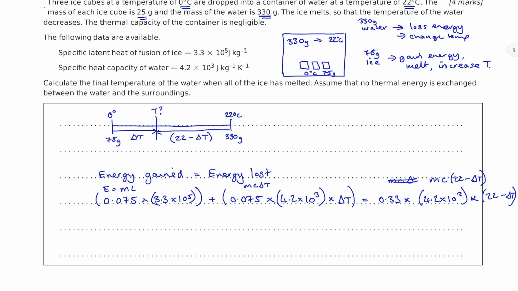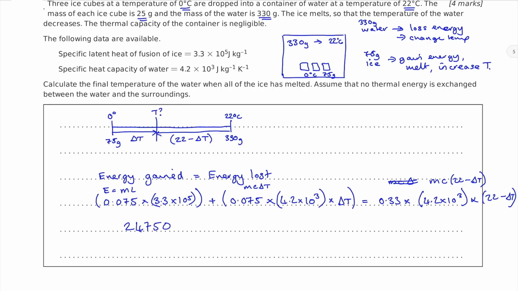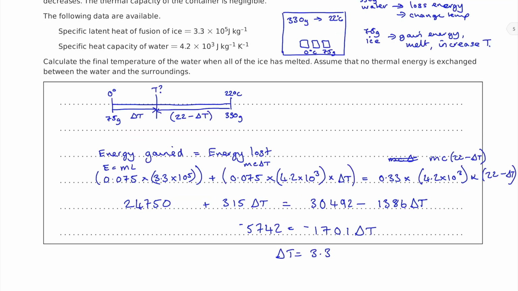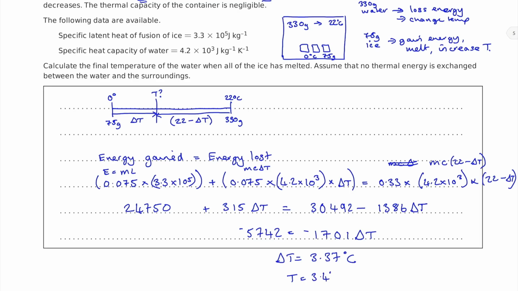So let's pop some numbers into this. Let's take each side over. So our answer is delta T, which is the final temperature, 3.4 degrees centigrade. You will see other questions that look exactly like this in your paper too, and I'm sure they will come up later on in this paper.